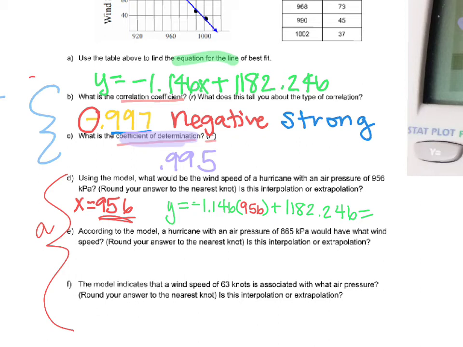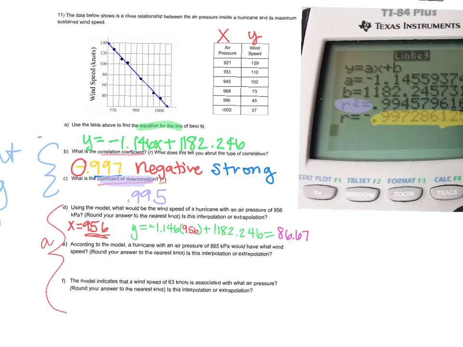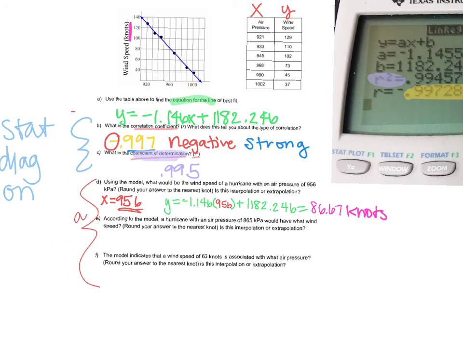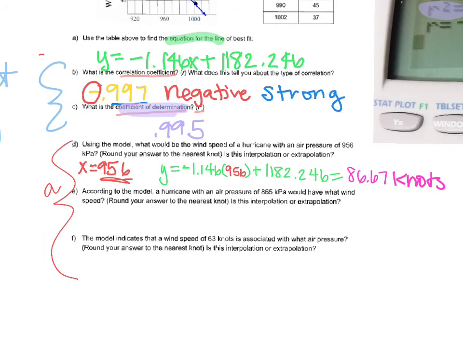And it gives you an answer of 86.67. So that'd be 86.67, and that's our wind speed, and wind speed is going to be measured in knots. So we want to make sure we include units here. And I know wind speed is measured in knots because it says right here wind speed is measured in knots. So part E, according to the model, a hurricane, let's finish then the rest of this question.